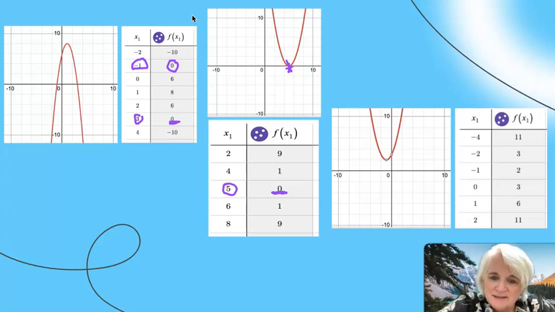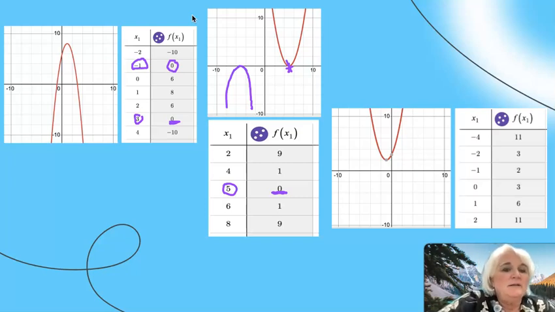Notice for this table also, there is no change in signs. They're all positive because my parabola is either on the x-axis at the vertex or above the x-axis. Now, they can all be negative. That would mean that it's below the x-axis and on the x-axis for my solution, the vertex.